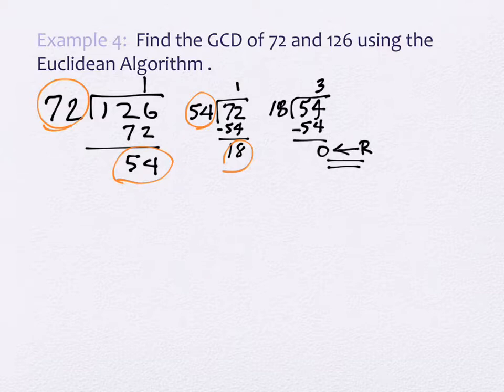This is when we know we're done. Once we're at the point where the remainder is 0, it means that the last thing that we divided by, in this case, the 18, is the greatest common divisor.